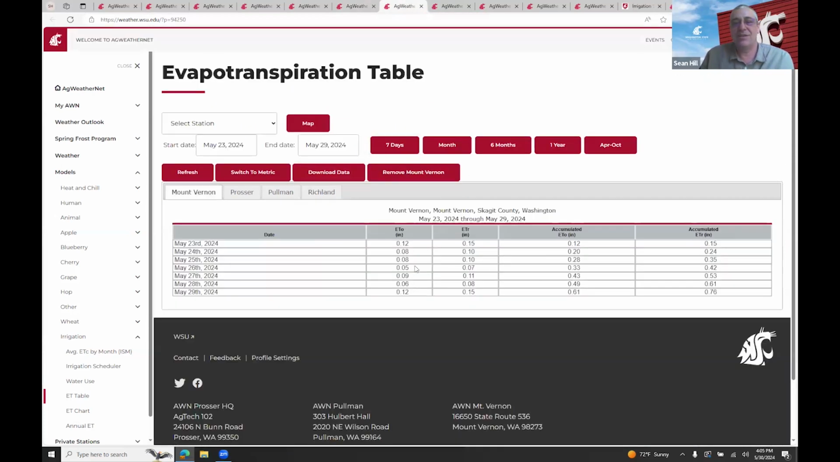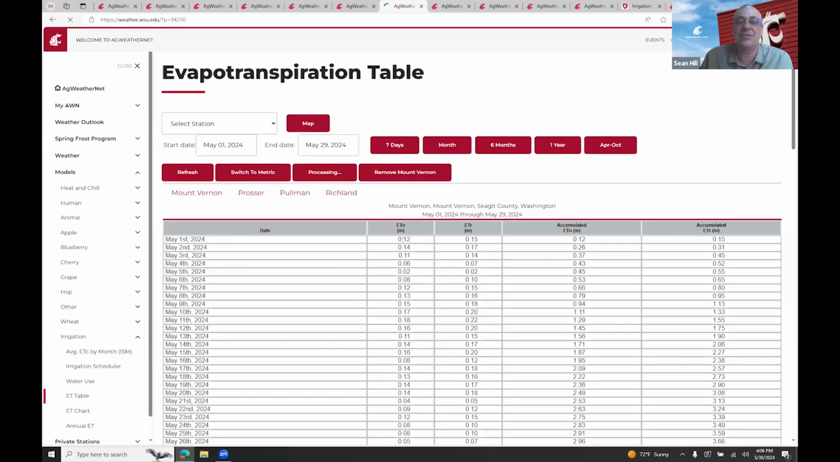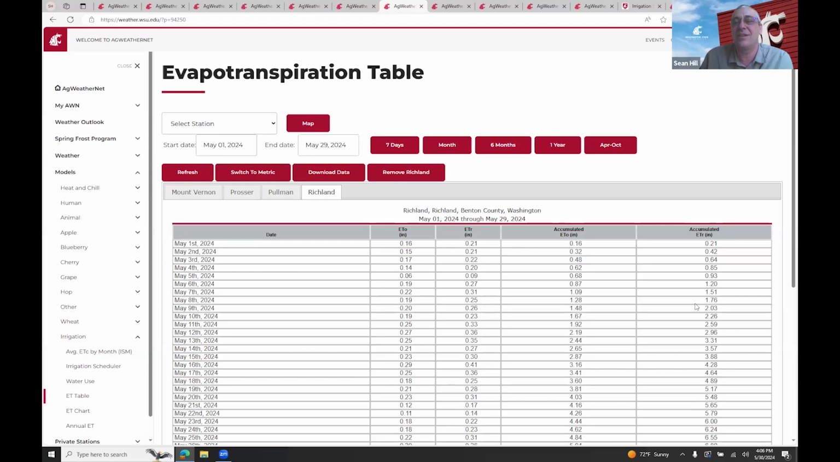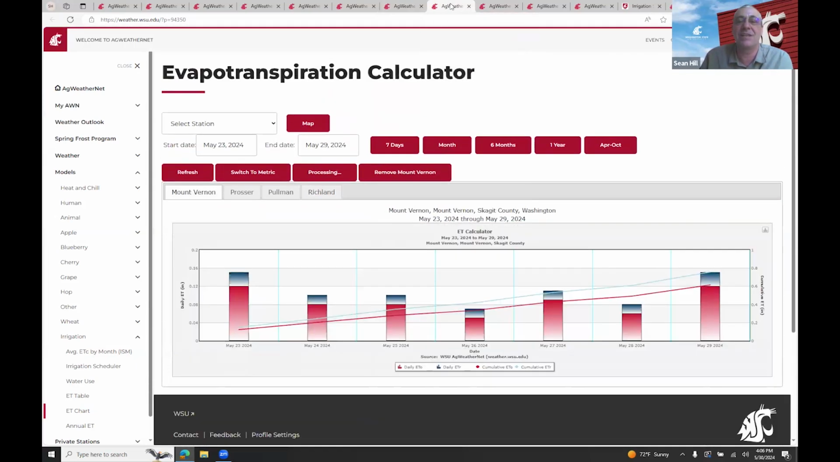Another similar way to look at evapotranspiration alone, if you're not crop specific, is the evapotranspiration table, available under the models irrigation ET table. And again, very similar. It can be a date range, and it shows the estimated ETO, ETR, and the accumulation over that time period. If you're more of a graphical interface person, we have the ET chart in the same area, which will plot the ETO and the ETR and sum it over time.